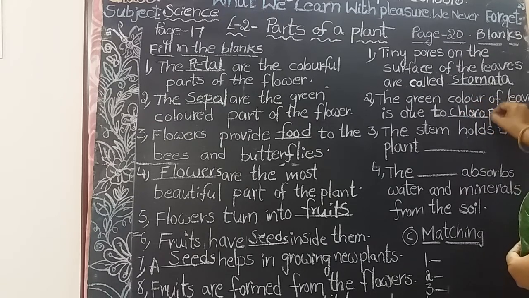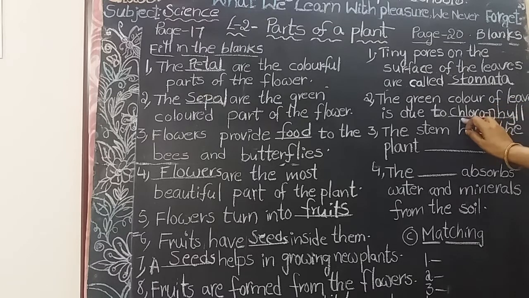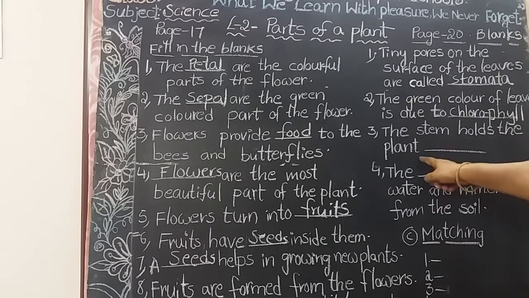C-H-L-O-R-O. Chloro. P-H-Y-L-L. Phyll. Chlorophyll. Chloro means green, phyll means leaf, green leaf. See the question number 2, page number 20. The green color of the leaves is due to chlorophyll. Is it clear? Now third question, the stem holds the plant upright.